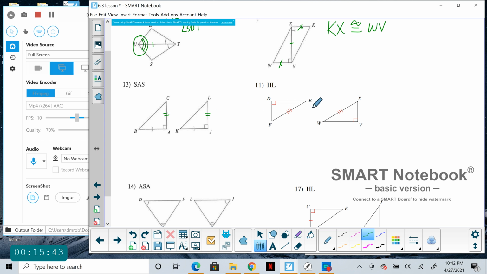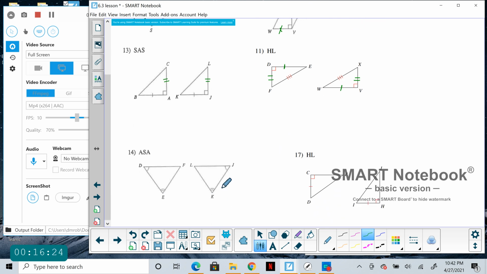And number 11, the hypotenuse leg, we would need, actually there's two possibilities here. We have the hypotenuse given to us, so we would either need this side congruent to this side, DE to VW, or we would need to know DF to VX. So either of those pairs would be appropriate here because both of those pairs are a leg pair, so that would fulfill our requirements here.